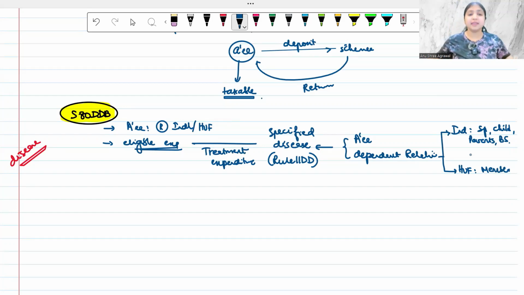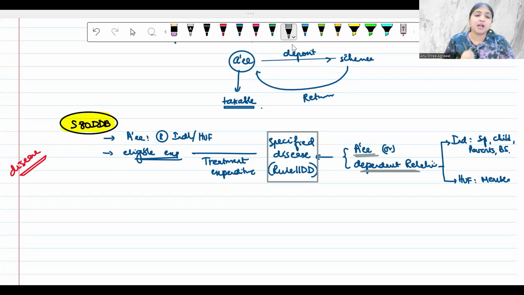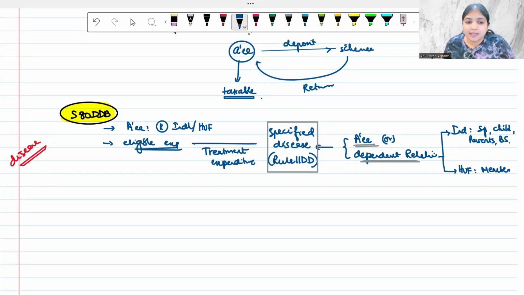Okay. So under 80DDB, either the assessee or his dependent relative is suffering from a specified disease mentioned in Rule 11DD. And for the treatment of this disease, the assessee would have incurred medical expenditure. That is what we're covering under 80DDB. So under 80DDB, what is the deduction that we are going to get?